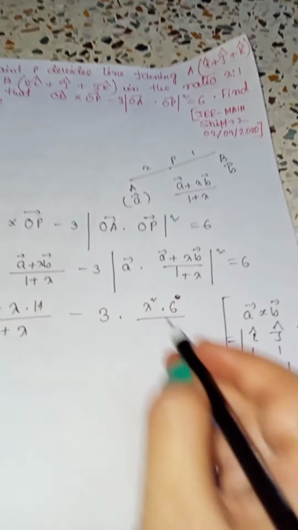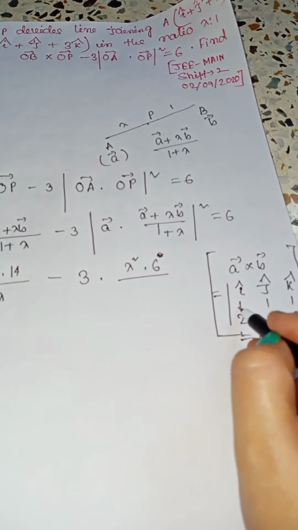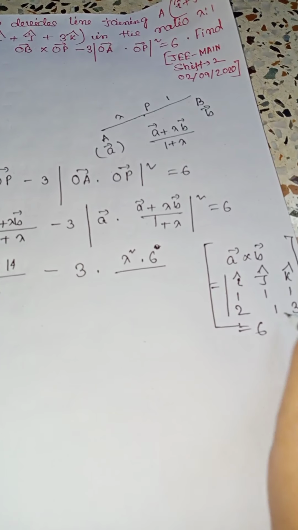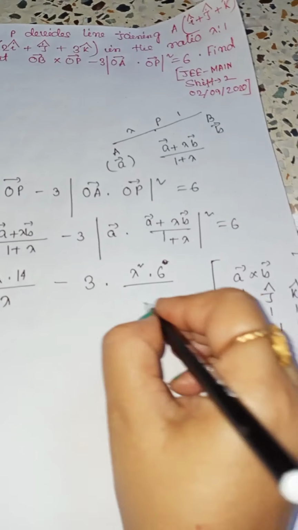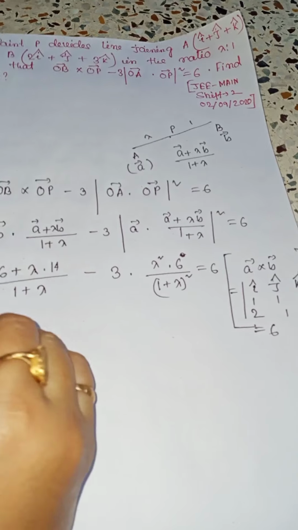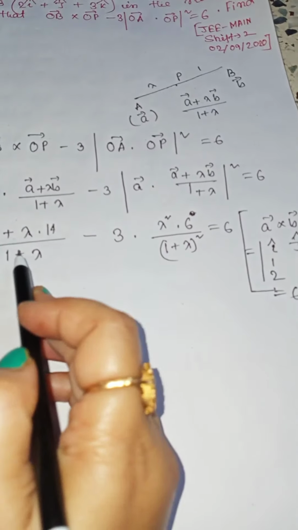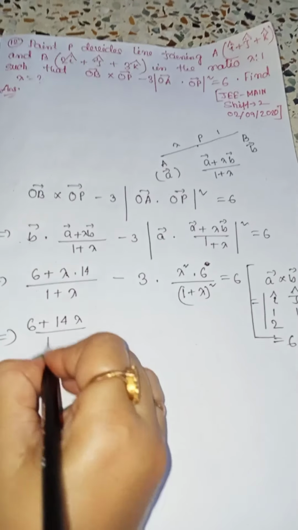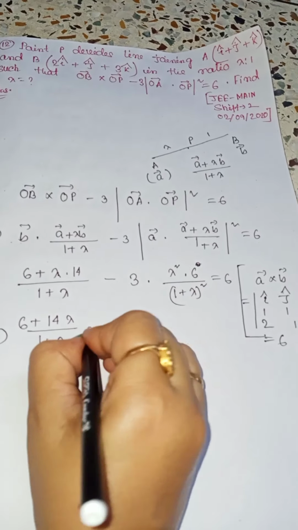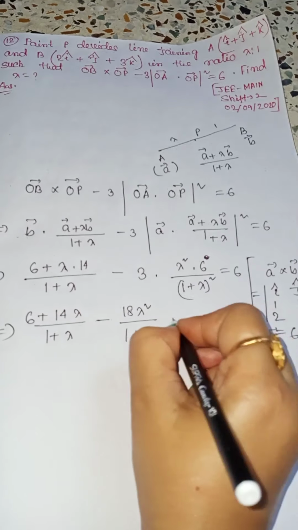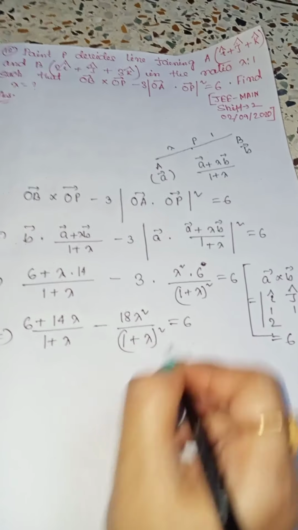That is, it is root. So it becomes 1 3, and 1 3 minus 1 is equal to 2, and then it is 6, only 6. And it is 1 plus lambda whole square, that is equal to the given 6. So it is 6 plus 14 lambda divided by 1 plus lambda, and it becomes 18 lambda square divided by 1 plus lambda is equal to 6, 1 plus lambda whole square.